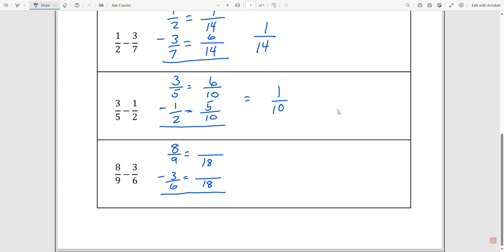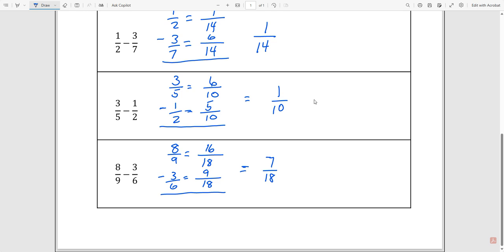And then we have 18 divided by 6 is 3. 3 times 3 is 9. And then here, 18 divided by 9 is 2. And 2 times 8 is 16. And now we can subtract: 16 minus 9 is 7. And our denominator is 18. So 7/18 is our answer.